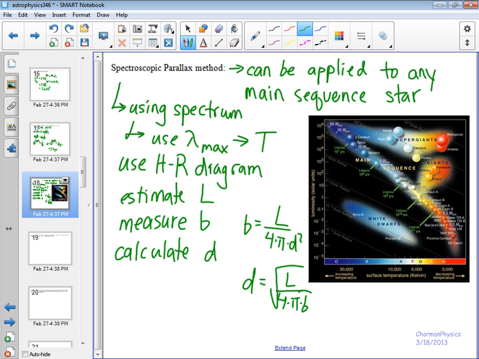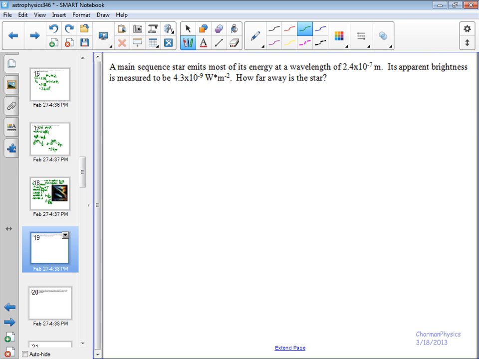All right, so we can do a few examples with this. We get a main sequence star. It radiates most of its energy at a peak wavelength of 2.4 times 10 to the negative 7 meters. Its apparent brightness is measured to be 4.3 times 10 to the negative 9 watts per meter squared. So the question is, how far away is that star? Like I said, right into it here. Start with the peak wavelength.